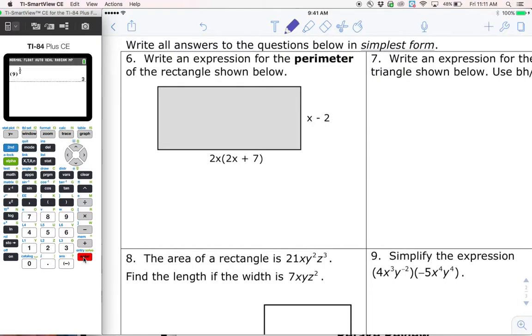All right, we're writing an expression for the perimeter below. Let's remember we have a formula for perimeter of a rectangle. That is 2w plus 2l. Okay, so I'm going to use my formula. Let's first distribute this to make it a little bit easier. 2x times 2x is 4x squared, plus 2x times 7 is going to be 14x. And now I can use my formula, right? So I'm going to say P equals 2 times 4x squared plus 14x, plus 2 times my width, which is x minus 2.